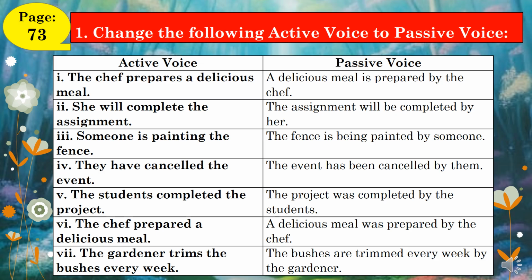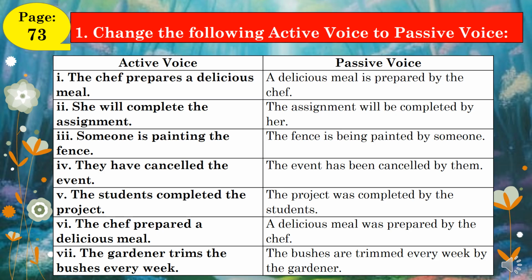1. The chef prepares a delicious meal. Passive: a delicious meal is prepared by the chef. 2. She will complete the assignment. Passive: the assignment will be completed by her. 3. Someone is painting the fence. Passive: the fence is being painted by someone. 4. They have cancelled the event. Passive: the event has been cancelled by them.